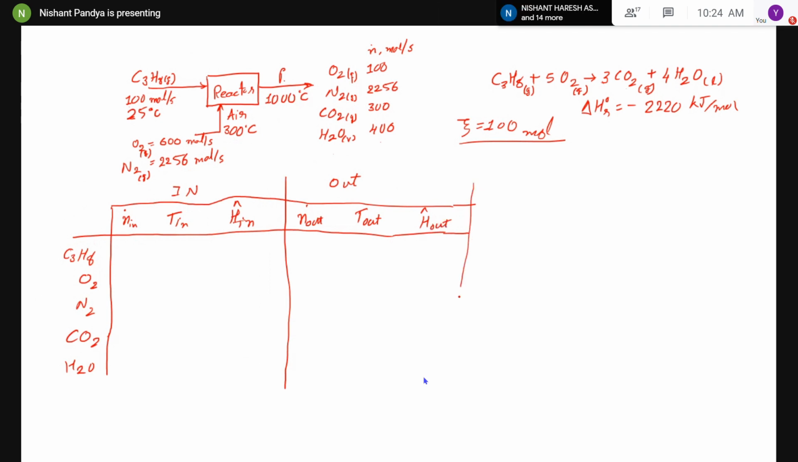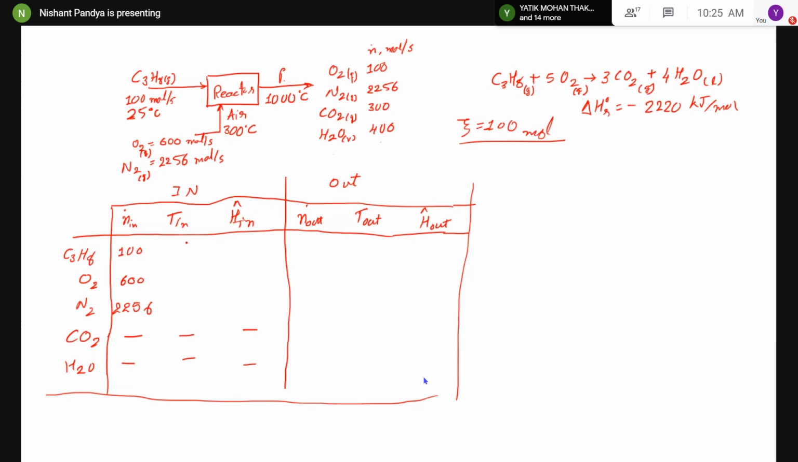Right, so this much data we need. Once you have this data, that's it. You will be able to do the calculation. The only part left is determining all this data. So we have Ni in and Ni out. This is 100, this is 600, this is 2256. This is not there, so you put a dash, so we know it is not present. This is not present. And then 100.